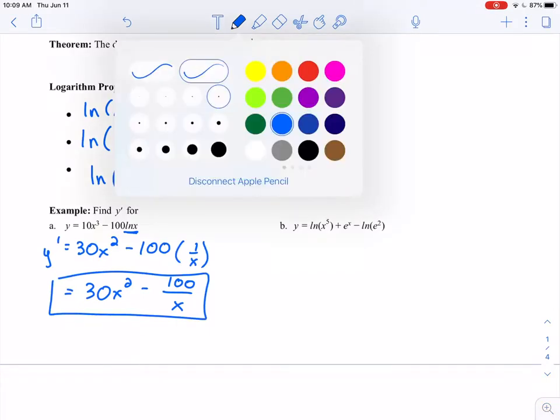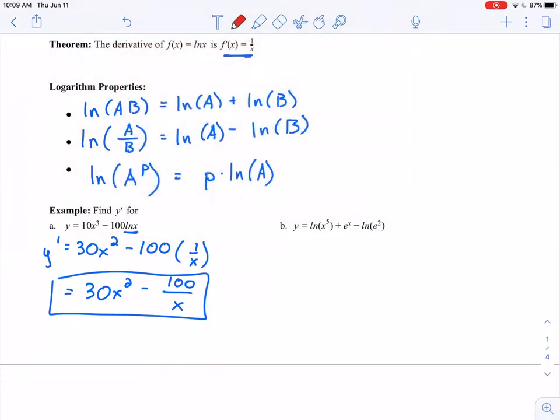Very cool. Next example, in part B, I have y equals natural log of x to the fifth plus e to the x minus natural log of e squared. This guy right here, natural log of x to the fifth, that looks a whole lot like natural log of x, but I have this power of 5 that I don't really know what to do with. How do I deal with this? This only says how to deal with natural log of x to the first. So I need to rely on these logarithm properties that I stated. Here's where we're going to need those.